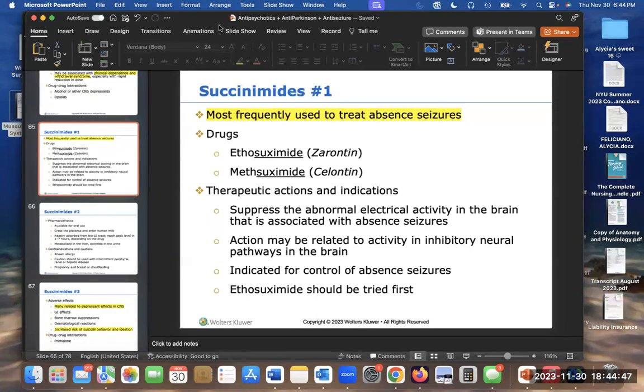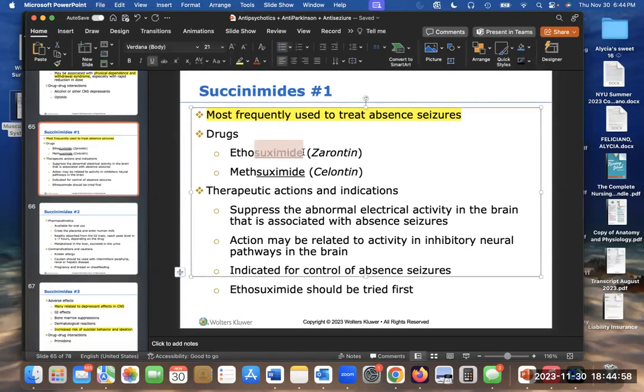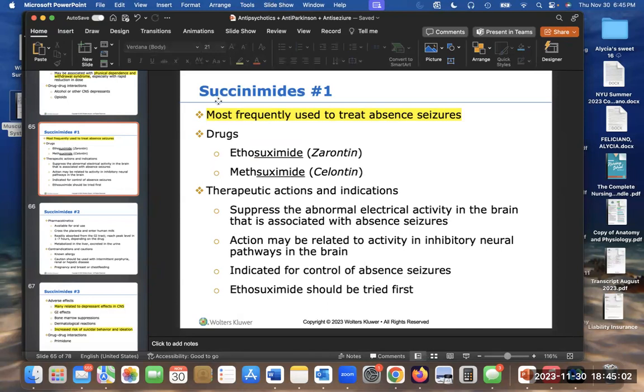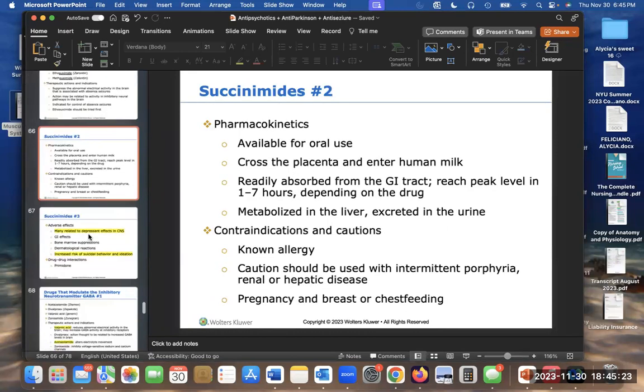Succinimides treat those absence seizures, okay? Oh, and I said benzos are for epilepsy. But succinimides are for those absence seizures where you're staring off into space, and these end in -suximide, okay? So that's going to let you know this is a succinimide. Now, what do they do? They suppress that abnormal electrical activity, because remember, seizures are caused by abnormal electrical activity in the brain. Basically, it inhibits those neural pathways, so it affects the sodium and calcium for that action potential and slows everything down. They cross the placenta. So once again, pregnancy, all of these things keep repeating. I shouldn't even add them on here. But anyway, known allergies, watching out with renal or hepatic disease, pregnancy, or breastfeeding, right?